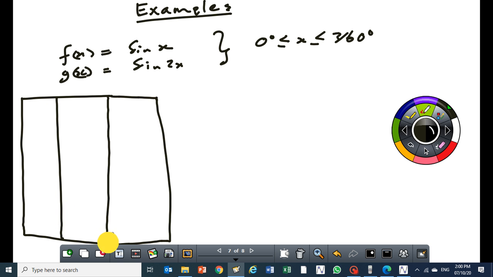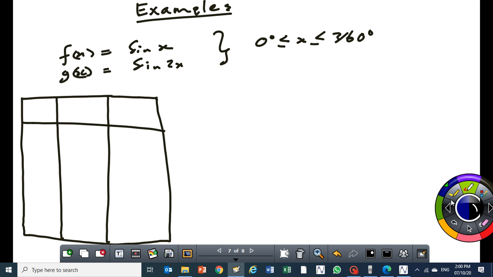So, first thing, I'm going to do my table. I want you to know that the steps are not the same. For f of x, the period is going to be 360. For g of x, the period will be 360 divided by 2. So you need to be very careful when you're using your calculator. So for f of x, the period, that is p, is equal to 360 degrees.